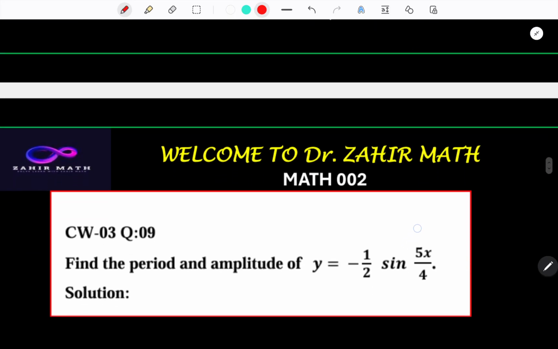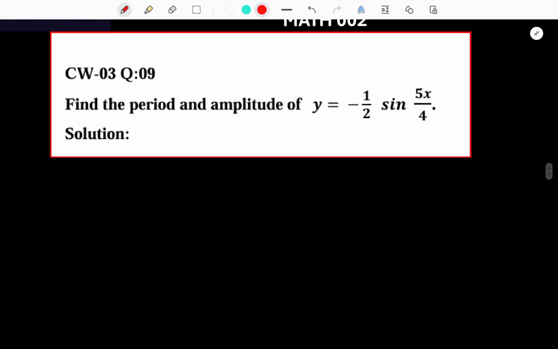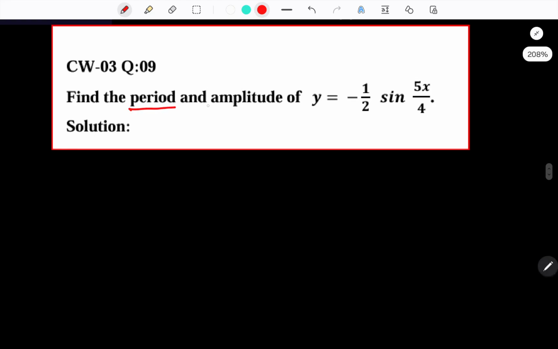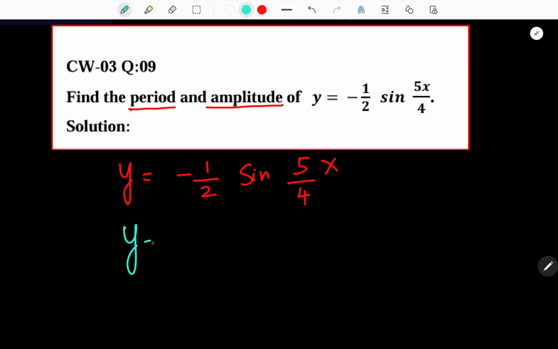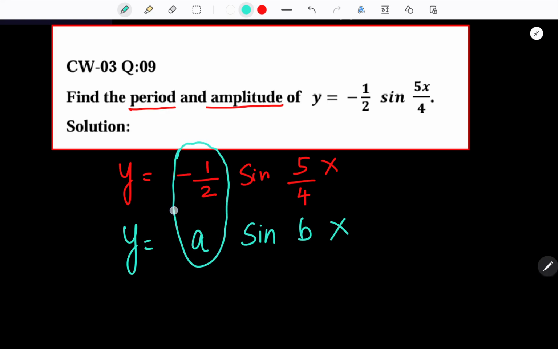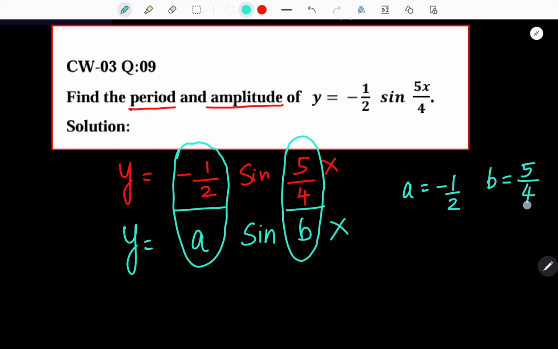Okay, right. The second question is finished. Let me go for the sketch. No, again period is coming. Find the period and amplitude. Again the question is coming, right? So what's your curve? Y is equal to negative 1 by 2 sine 5x by 4. So what's your model of the curve? Y is equal to A sine Bx. Just compare this A and this B. So your A is equal to negative 1 over 2 and B is equal to 5 over 4.